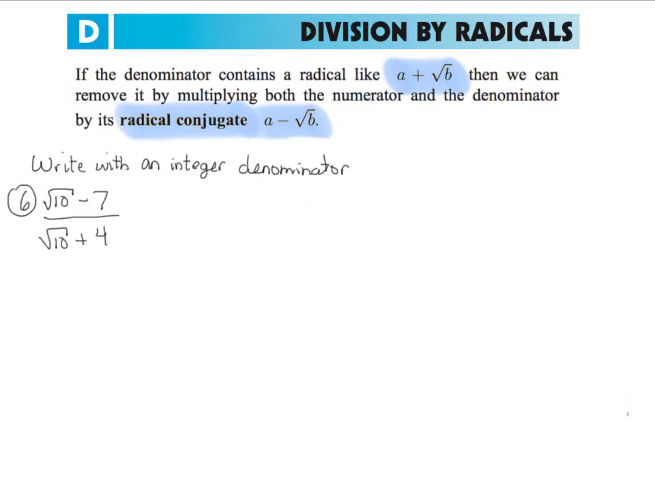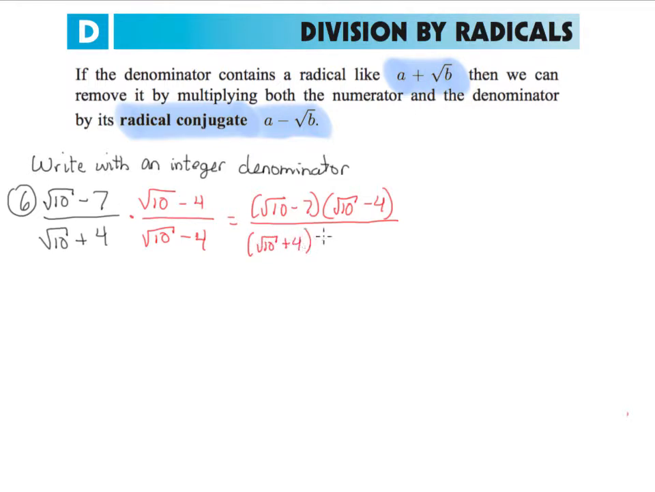In example 6, our radical conjugate should be the square root of 10 minus 4, so let's multiply the top and bottom by that. Multiplying straight across, we have the square root of 10 minus 7 times the square root of 10 minus 4. And on the bottom, we have the square root of 10 plus 4 times the square root of 10 minus 4. So on the top, we're going to multiply our first terms together to get 10, our outer terms to get negative 4 the square root of 10, our inner terms gives us negative 7 the square root of 10, and our last terms multiplied together gives us positive 28.